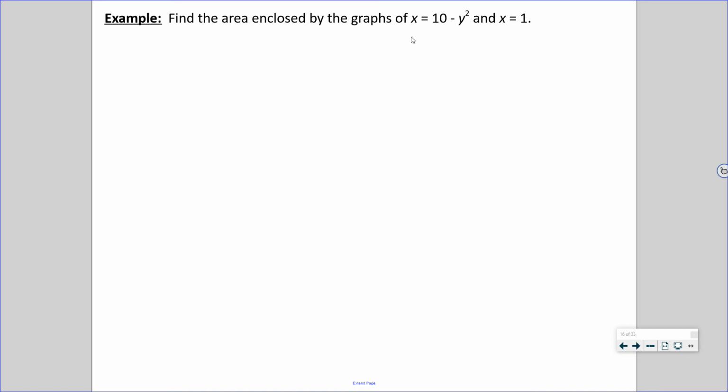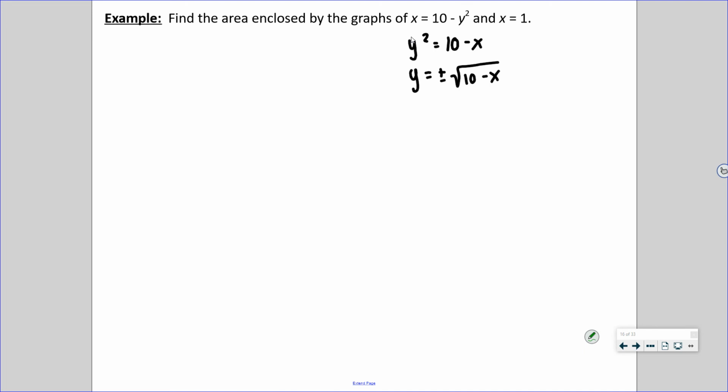So when you're sketching these, this one you know what it looks like. x equals 1 is a vertical line. But this one you might not know what that looks like. So go ahead and solve it for y algebraically to give you an idea of what this graph looks like. All right, I'm going to do that right here. So I'm going to add over the y squared and subtract over the x, square root both sides. And I get y equals plus or minus the square root of 10 minus x.